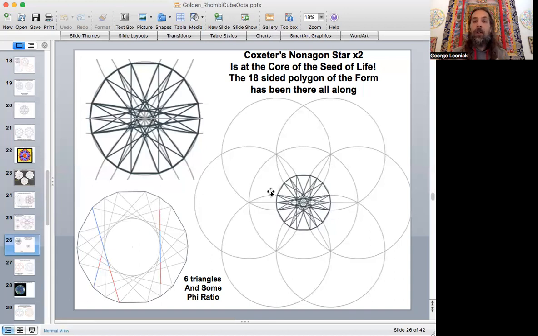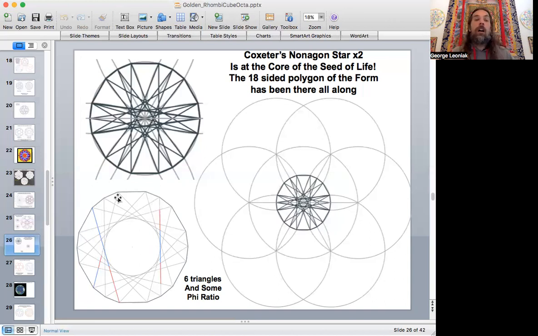I mean, it's right there the whole time, and Nonagon star is there too. That's just phenomenal to me that it's been in there all along. And it's come to life and become the rest of the form that is filled in through it. It'd be very difficult to draw all the rest of the form in this little spot, but it's right there.